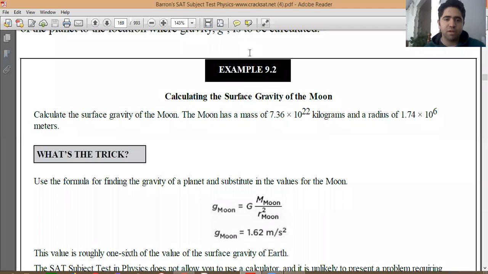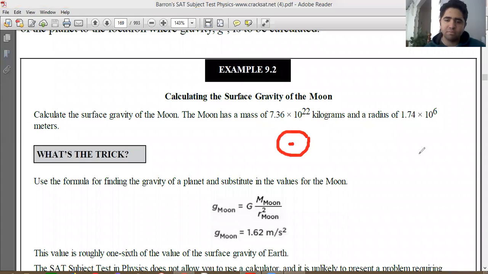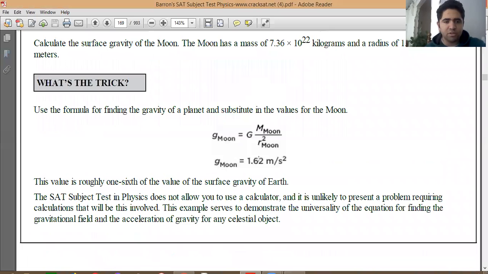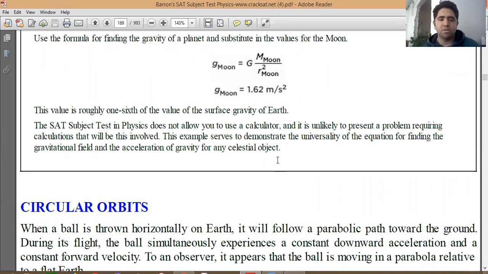So we have an object right here, planet A and planet B. So r is the distance between the centers. Okay, so for an object that is on the surface, you just bring the radius of the planet itself. So we will bring the numbers and put them here, so that the gravitational acceleration of the moon is 1.62 meters per second squared.